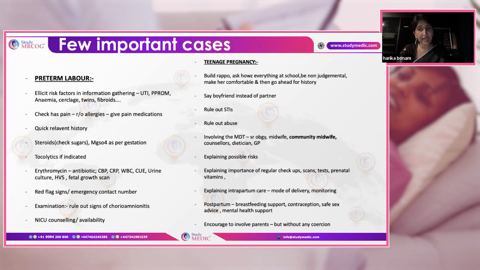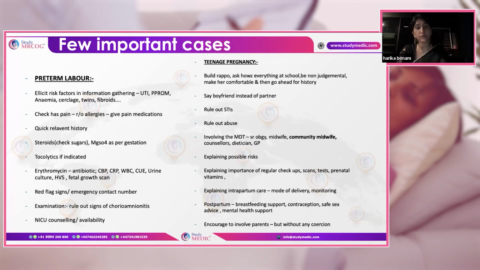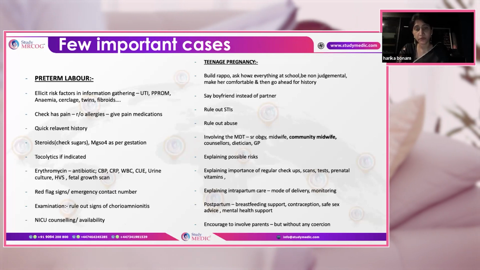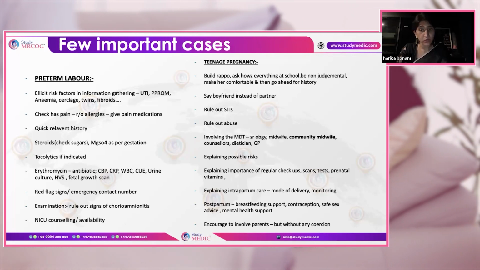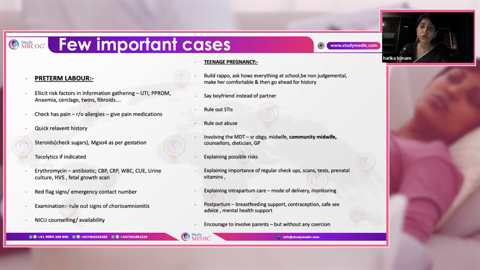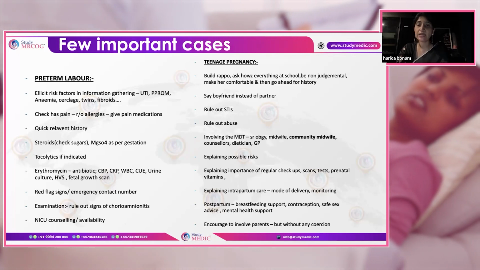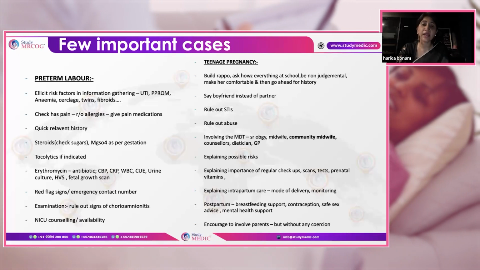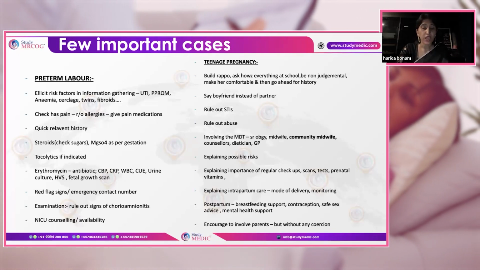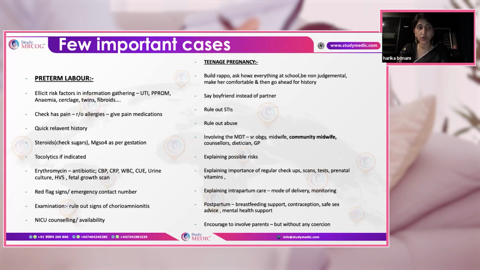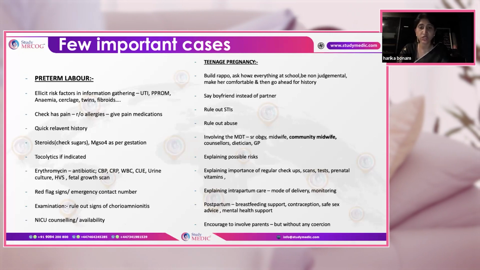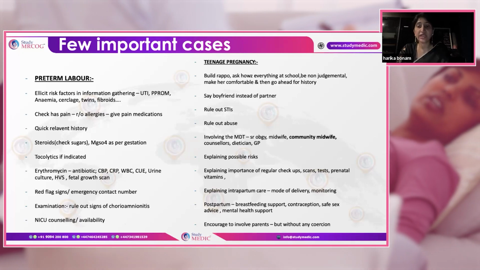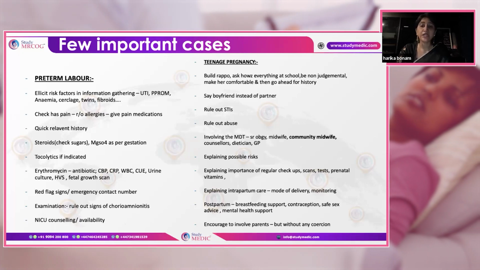In teenage pregnancy, again, I'll discuss in detail also teenage pregnancy. First, most important thing is building the rapport, and then you have to use the word boyfriend instead of the partner. Rule out STIs, rule out abuse, involve the MDT, including the community midwife, because she is the person who is going back and seeing that this lady is taking the nutritional supplements regularly and attending the antenatal checkups without any fail. Involve the dietitian, involve the counselors, because they can have some kind of anxiety or depression in the picture as well. Explain what are the possible risks and the importance of getting regular checkup scans and the multivitamins or the supplements.